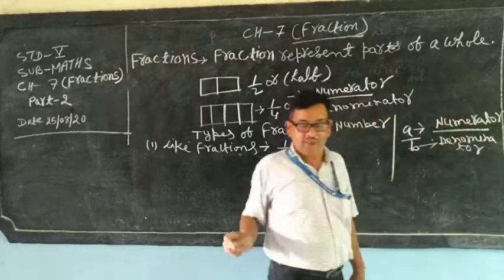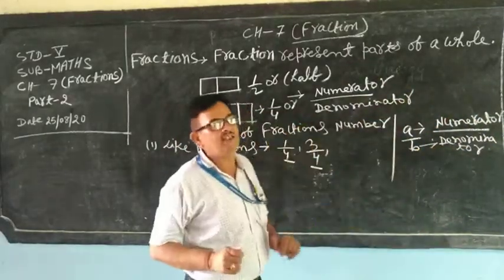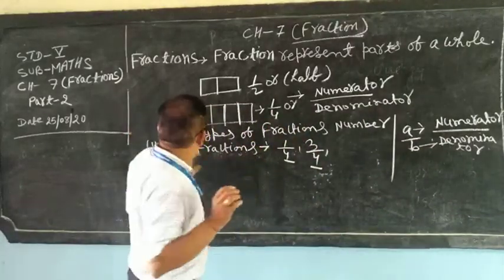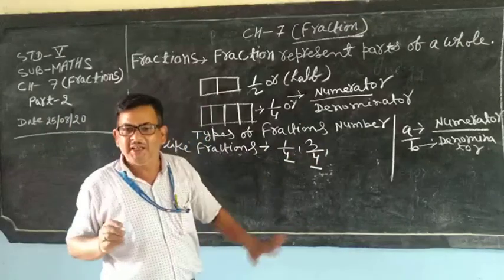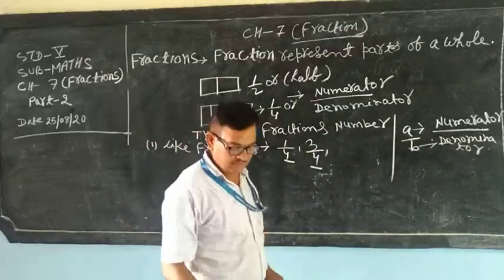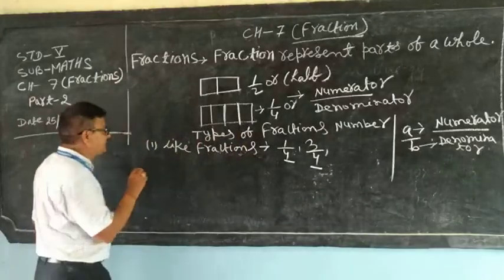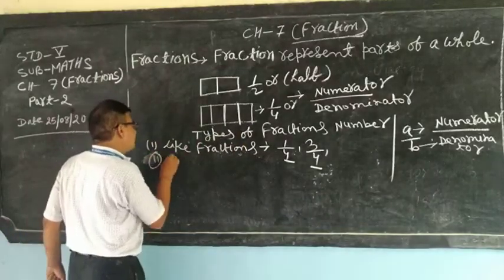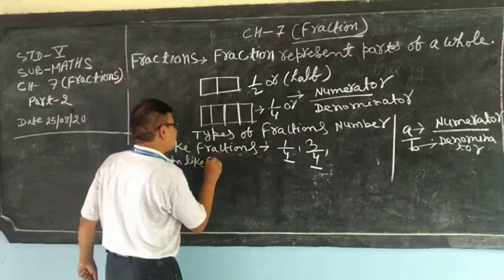Now understood? Any number which is in the form of numerator by denominator is called a fraction number. If the denominator is the same, it is called like fraction. Now unlike fractions I will discuss.